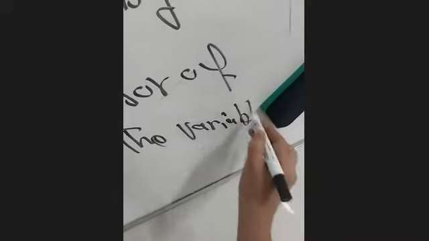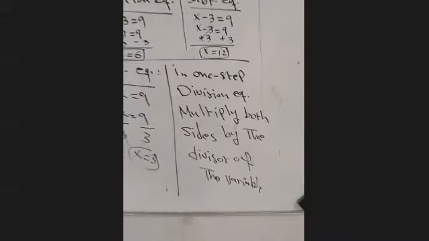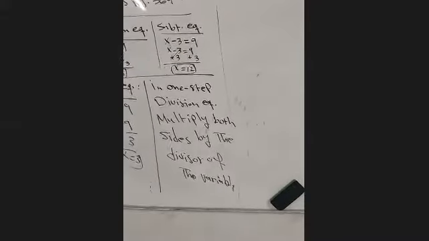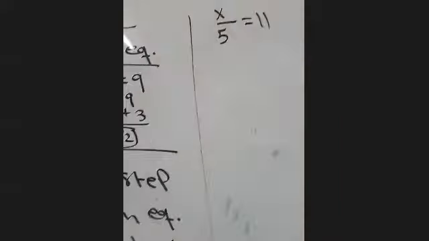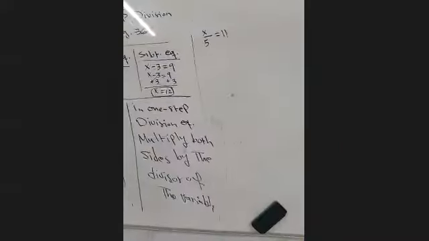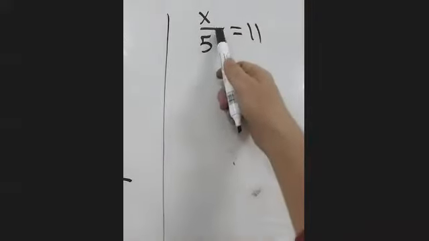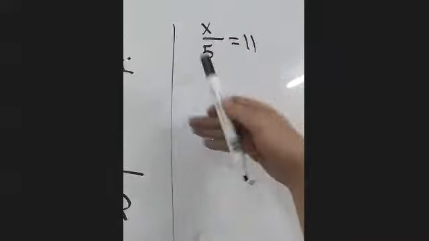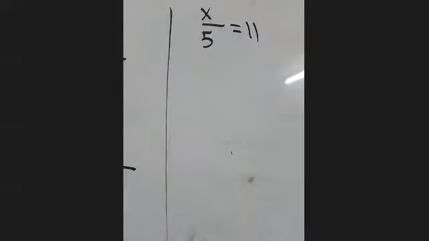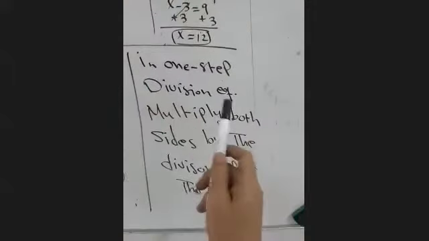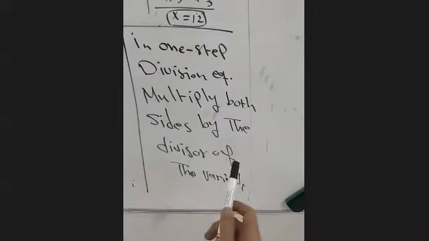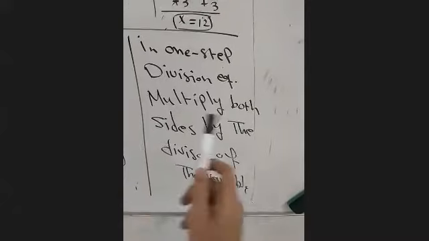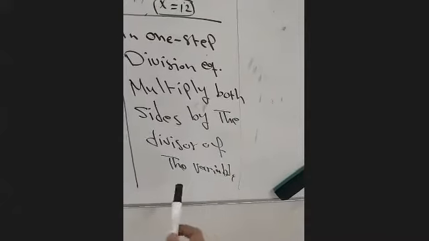Okay, now, what does this mean? Let's first take an example about the division equation. For example, x over 5 equals 11. This is a division equation. x divided by 5 equals 11. What is the divisor of the variable? It is 5. Now, in a one step division equation, multiply both sides by the divisor of the variable.